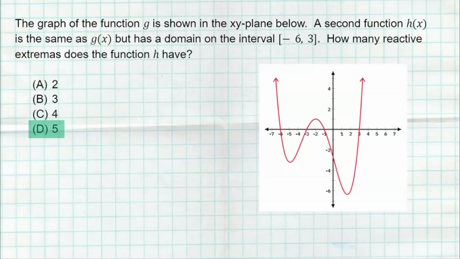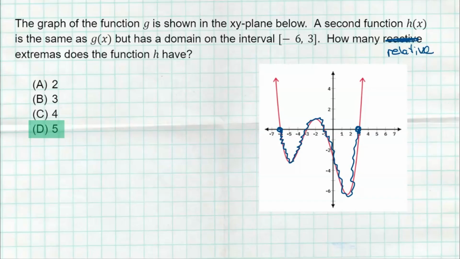So I'm going to color that in with a different color here. So here's -6, and we're going to follow this, and it's the exact same. It's right on top of it, but it only exists from -6 to 3. And the question is, how many extremas are there? Oh, that's a typo right there. I should say how many relative extremas are there. So hopefully you caught that.